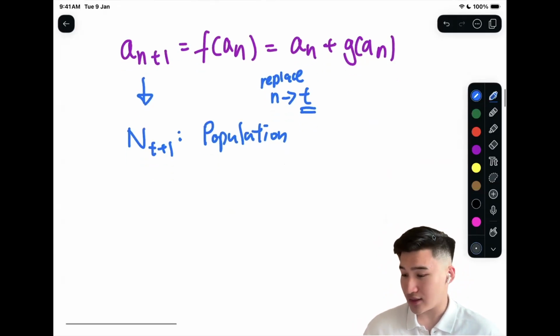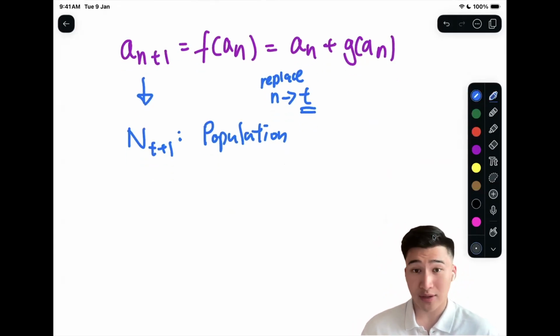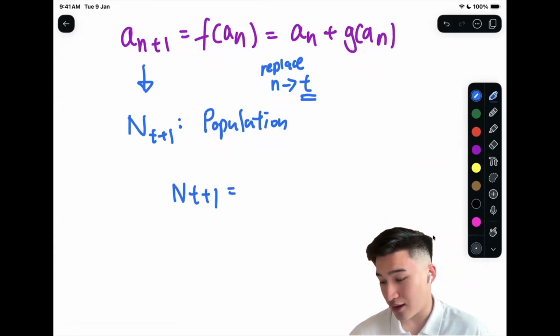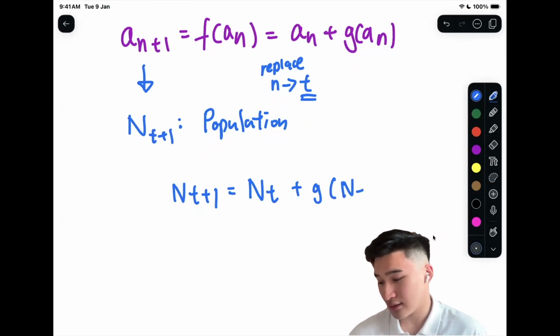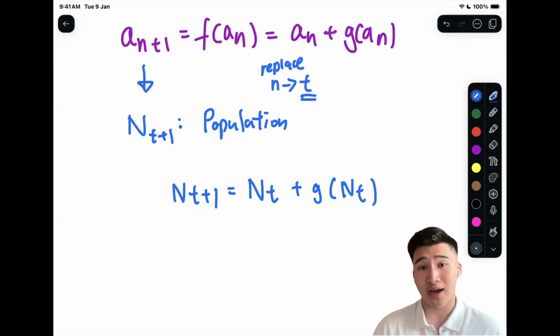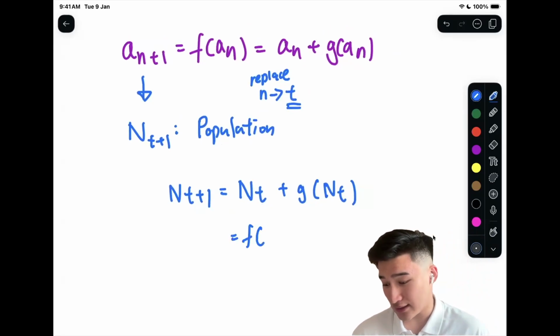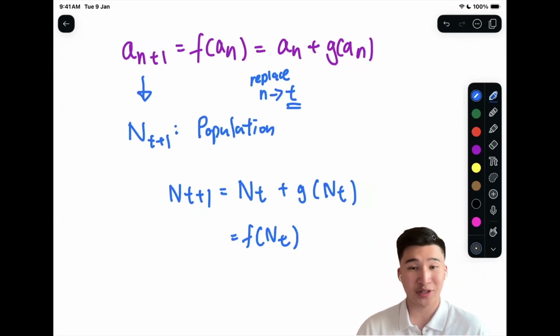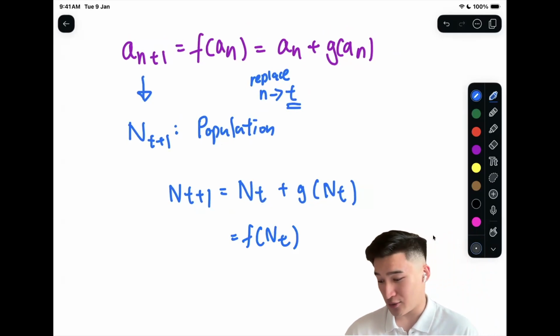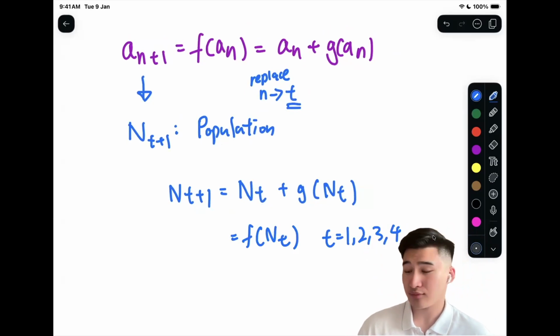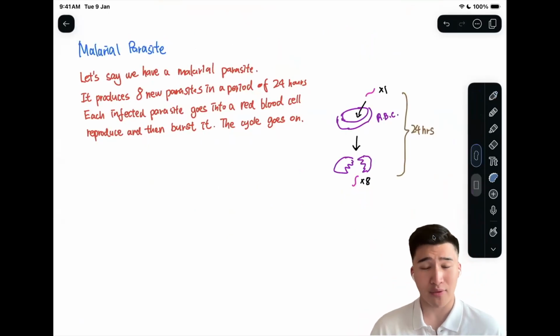So if you want to rewrite this entire thing, we would get N_(t+1) is equal to our N_t plus our g(N_t). So this is the recursive formula of how we find the next population. And once again, it also equals f(N_t). And again, I can't stress this enough. It is discrete, so just for t equals 1, 2, 3, 4, and so on and so forth. It is periodic.